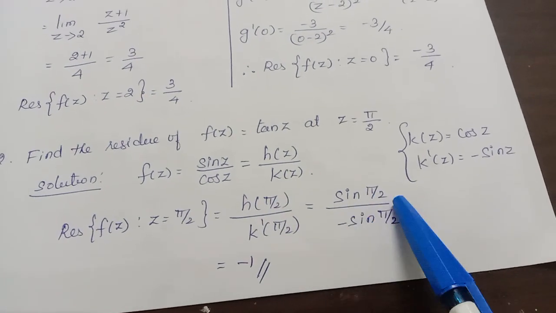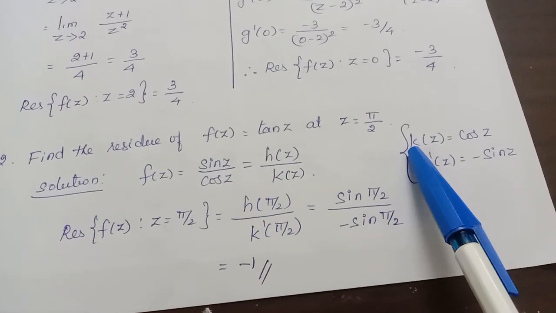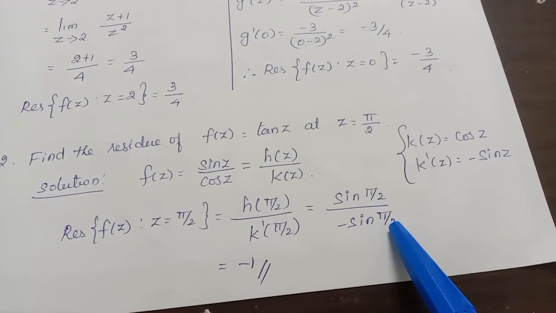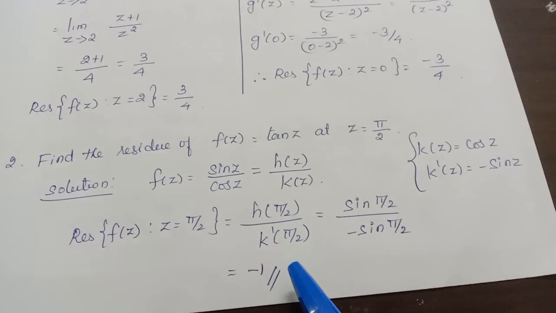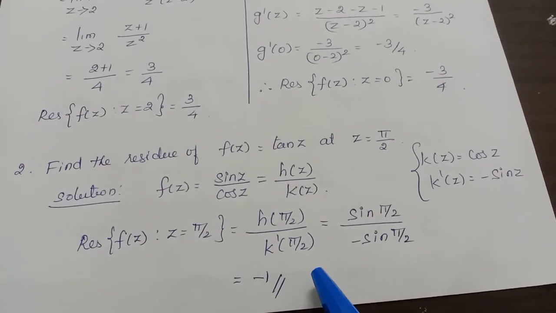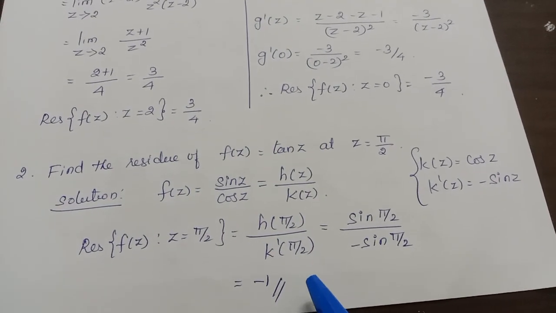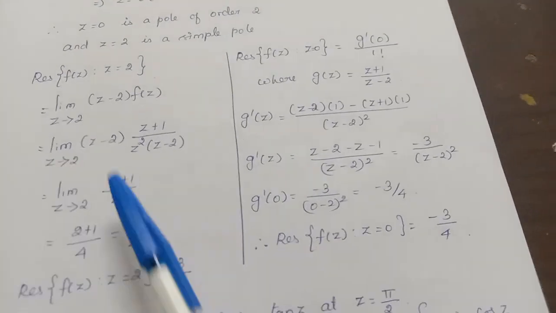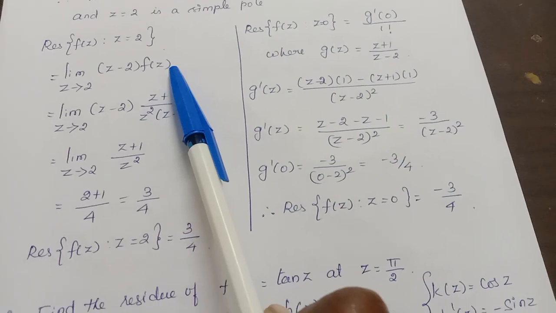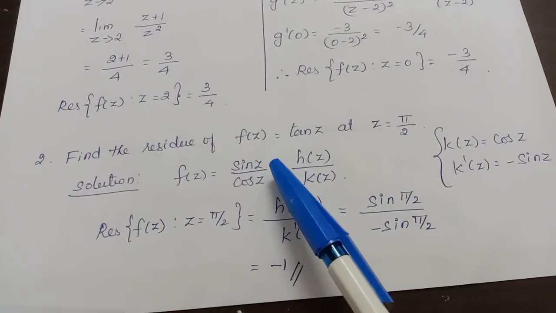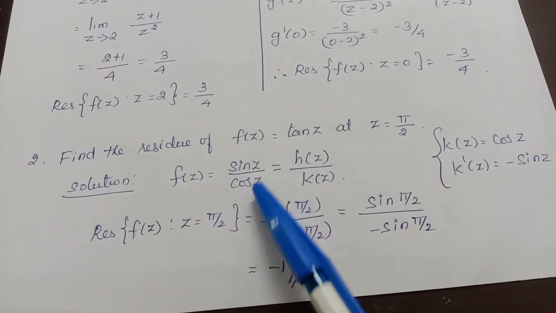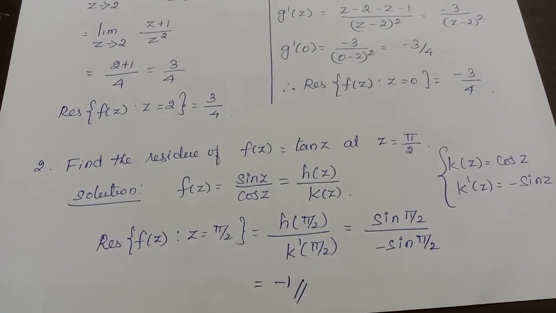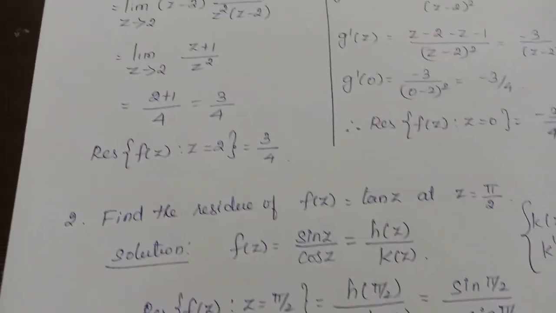So sin pi by 2 divided by, what is k? Cos z. What is k dash? Minus sin z. So sin pi by 2 by minus sin pi by 2. So the answer is minus 1. For a simple pole, in the beginning itself I told you, you have two different formulas for finding the residue. When it's a polynomial, the formula is limit z tends to a, z minus a into f of z. When it is a fraction of trigonometric or exponential functions like this, you have to make use of the formula h of a by k dash of a.